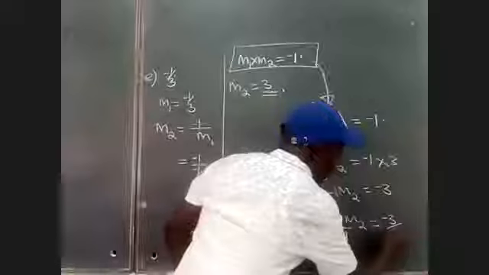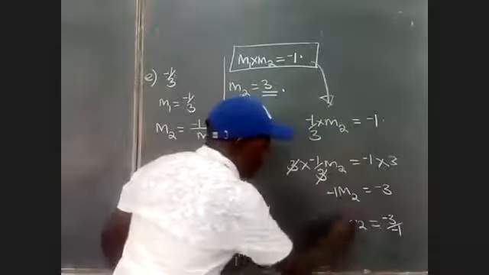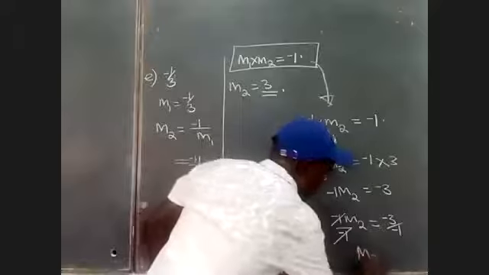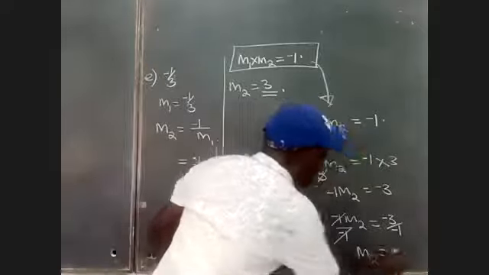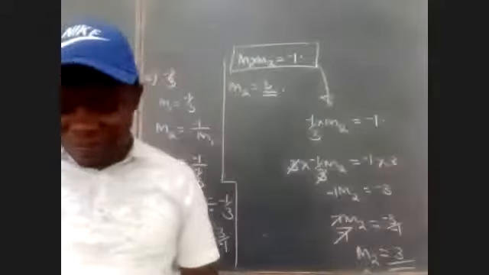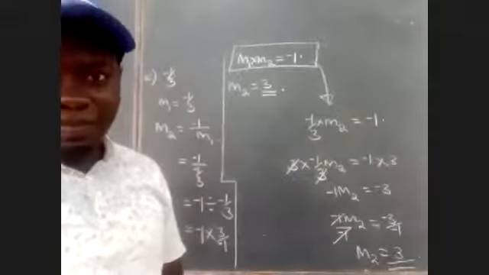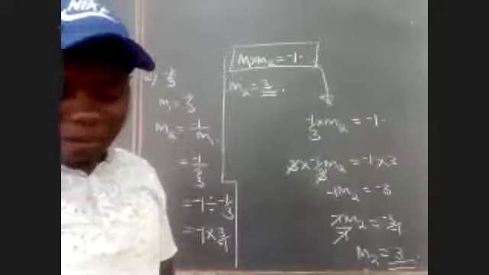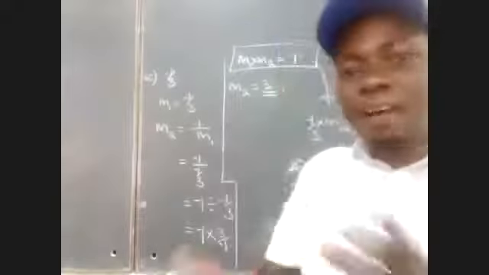Negative 3 out of this will go with this, and I get M2 as 3. Don't we have the same? Oh, thank you, teacher. You are welcome. So you don't have to worry. This is mathematics where we can have different ways to go, but we get to the same answer.